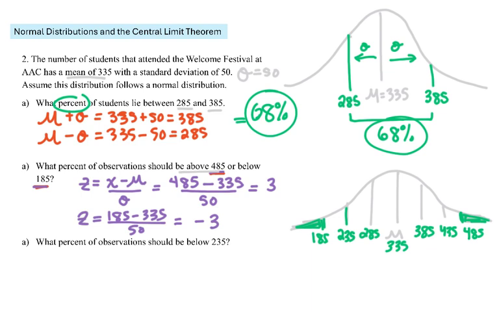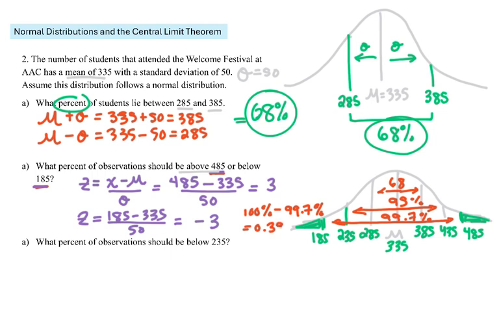So what is the percentage that fall outside of 3 standard deviations? It's quite small. As you remember, this percentage right here is 68%, this percentage right here is 95%, and within 3 standard deviations, it is 99.7%. So to be outside of that, it's just 100% minus 99.7%. So we get 0.3% of the data above 485 or below 185, a very, very small amount.